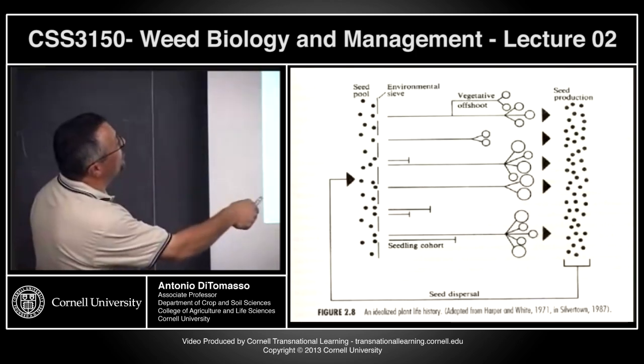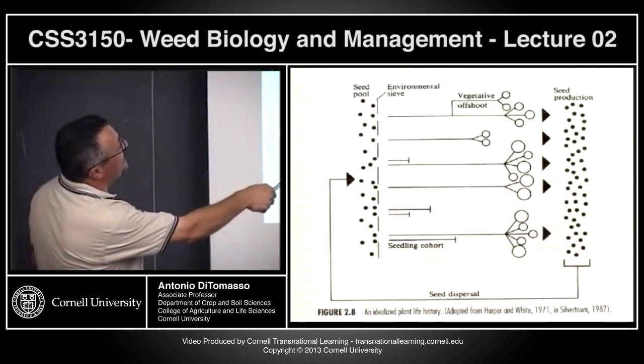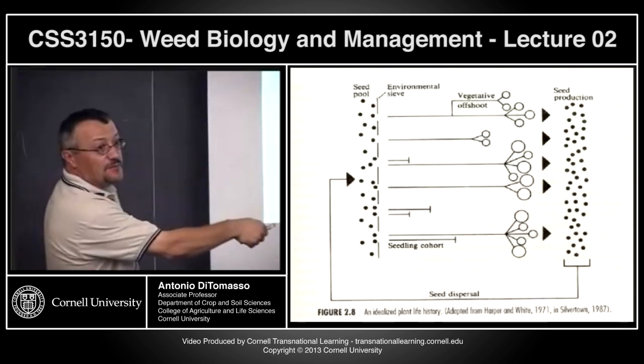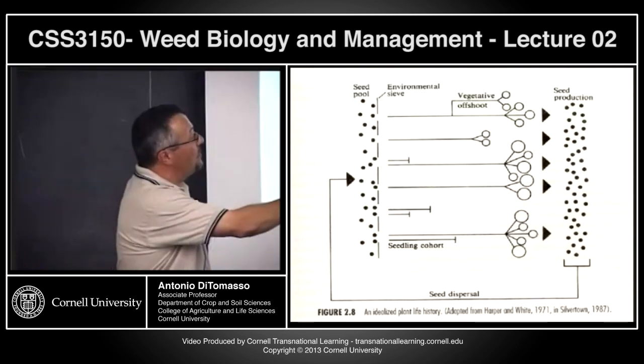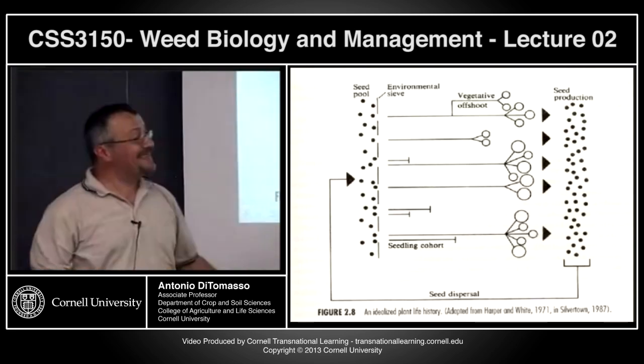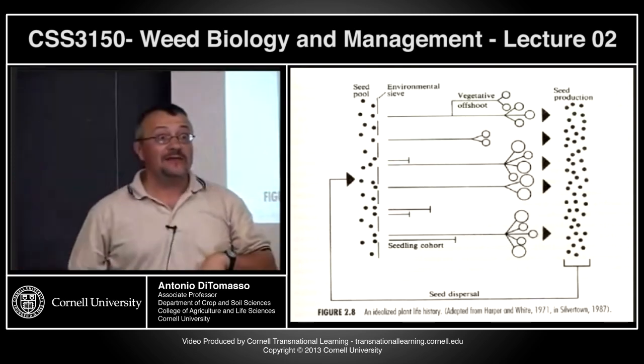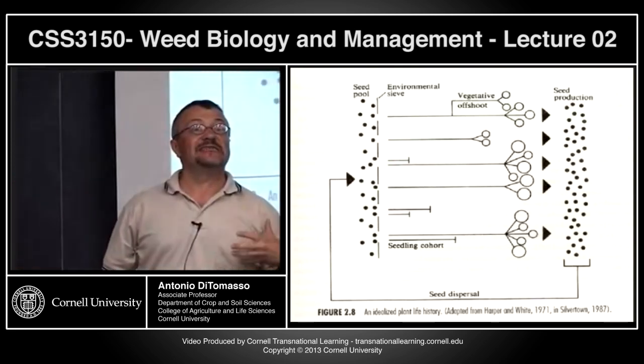Some of them will grow and reproduce vegetatively. They will flower, mature, and then they themselves produce seeds, and the seeds go back into the seed bank. This is known, when the seeds are produced and go back into the ground, as the seed rain.